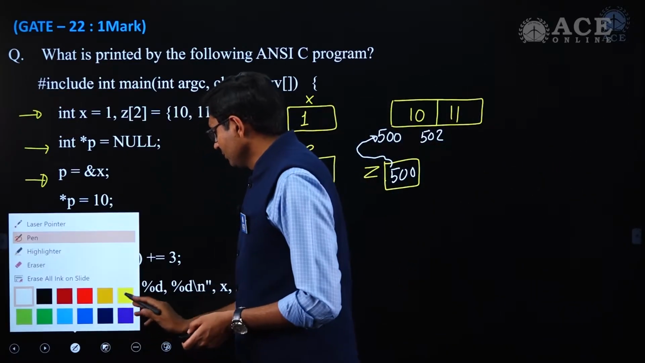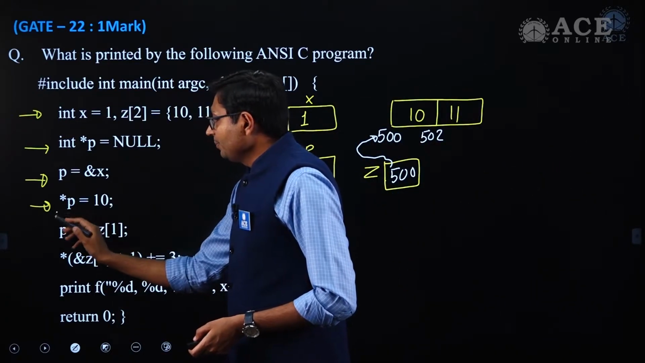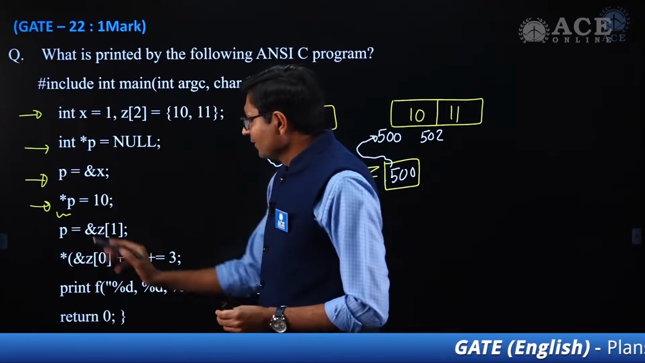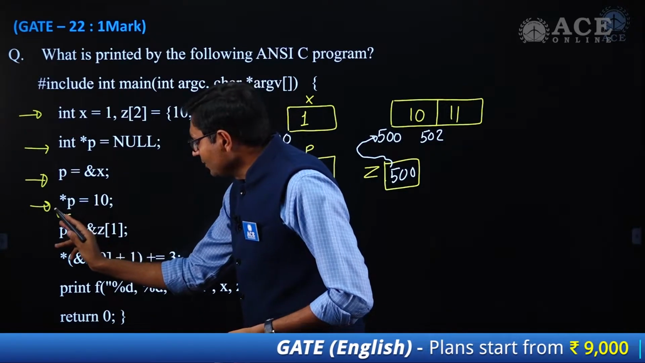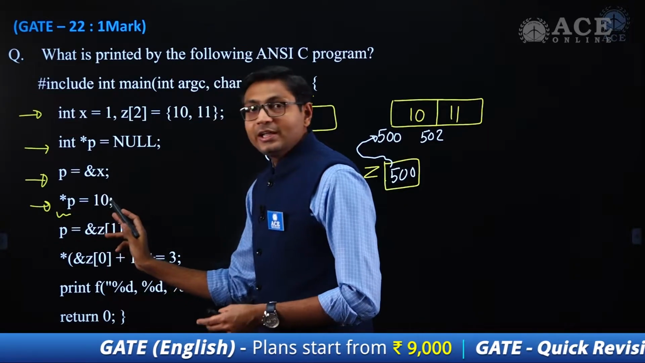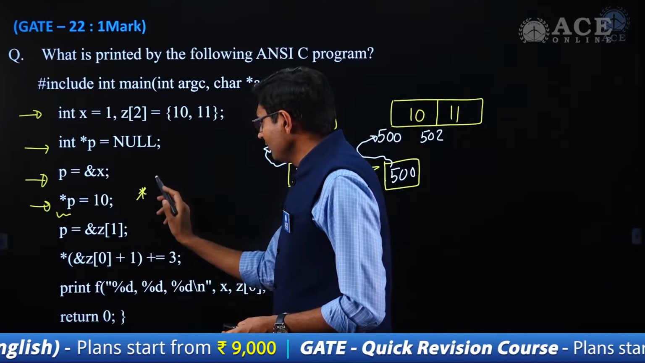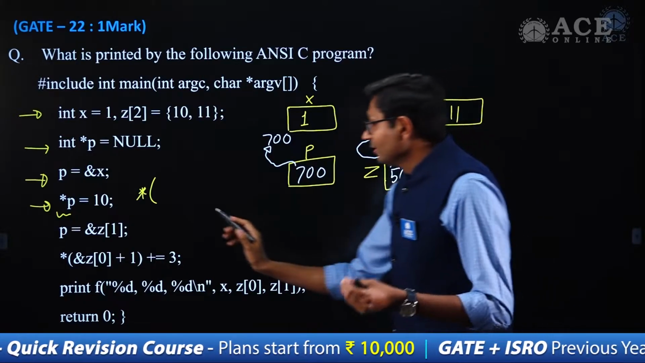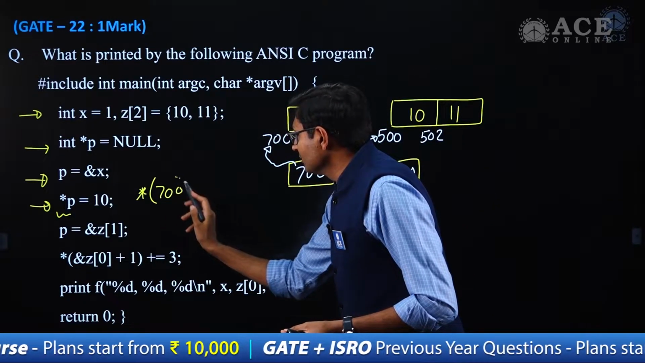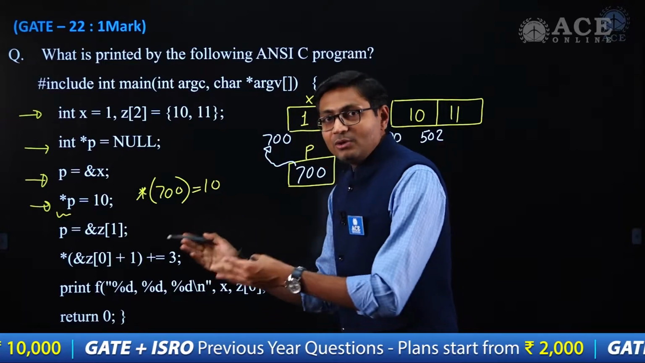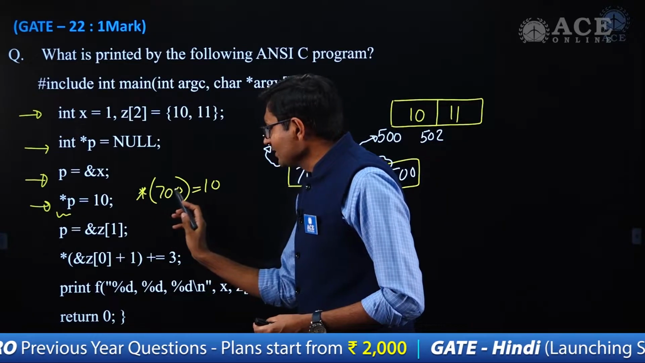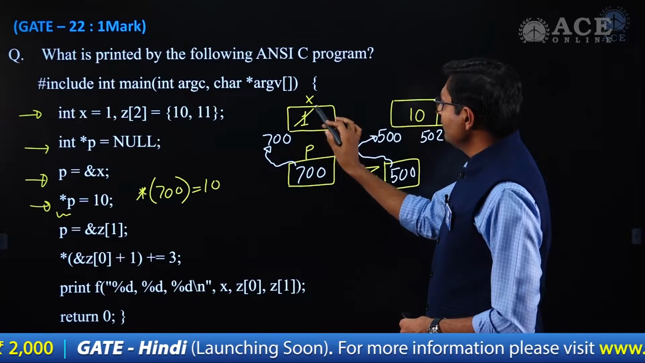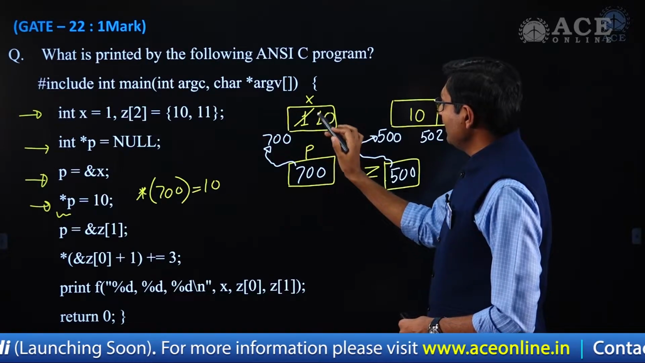Next statement. Value at p. What is the star here? Dereference operator. How to read this statement? Value at p is equal to 10. So you can just say value at, what is the p? P is 700. So you can rewrite this statement like this, value at 700 is equal to 10. And now execute that. Value at 700, I am going to modify to 10.